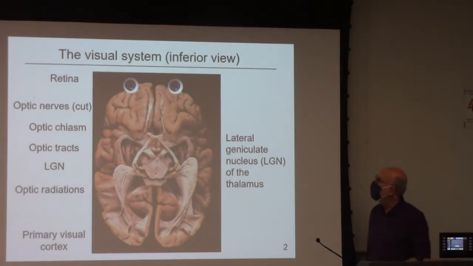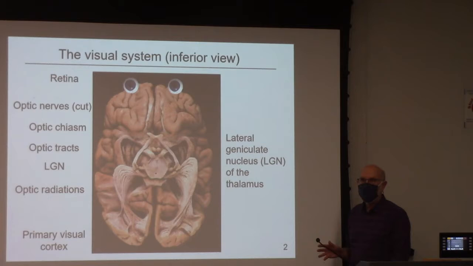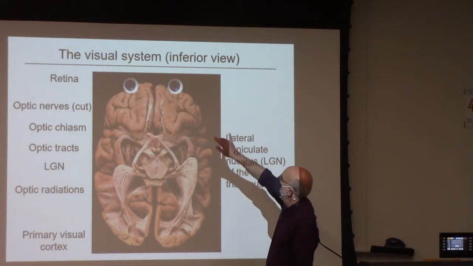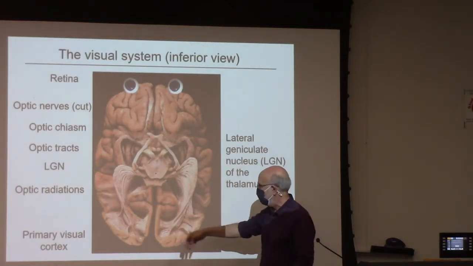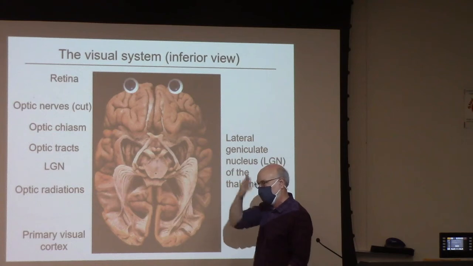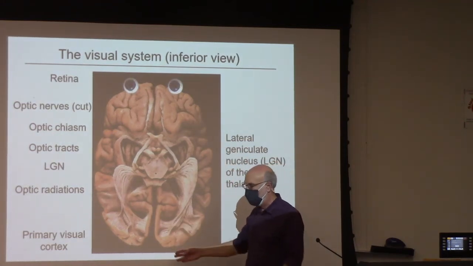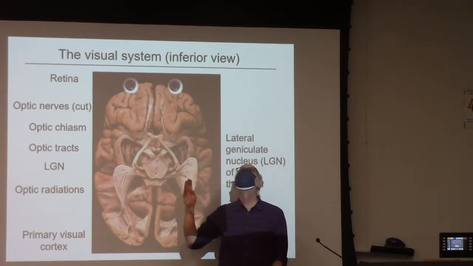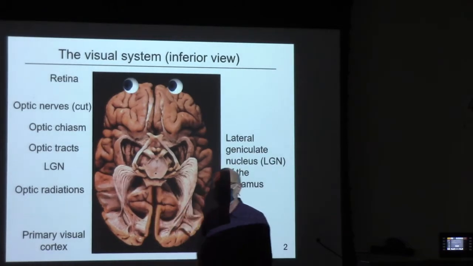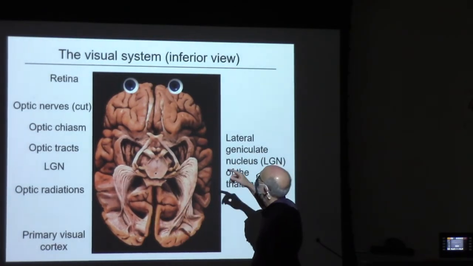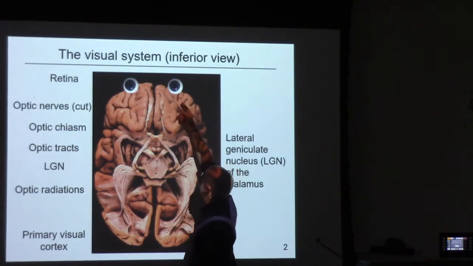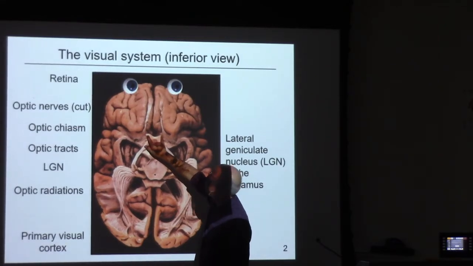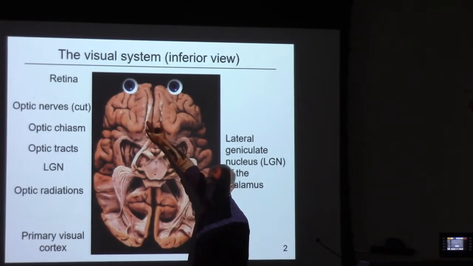So here is an inferior view of the brain. The eyes are not anatomically correct and they're kind of disturbing, but that's the front. Anterior, ventral surface, posterior, dorsal surface. Left, right. So there's the eyes, which we'll talk about in a minute. The optic nerves are cut, but they were here. So those are the optic nerves. These are the olfactory nerves.